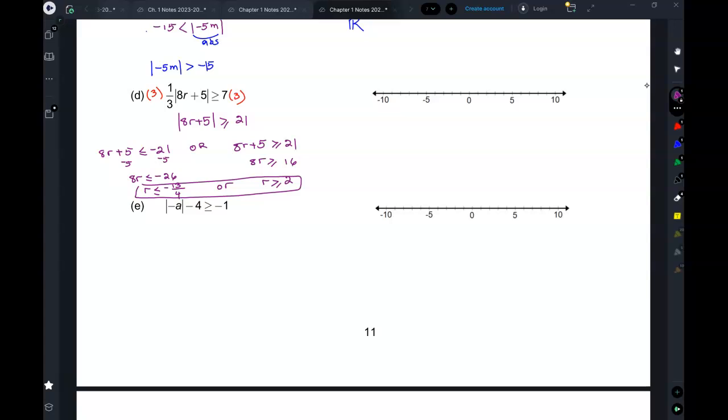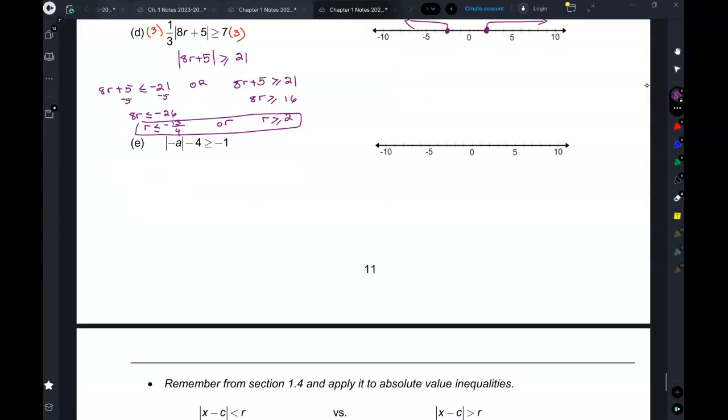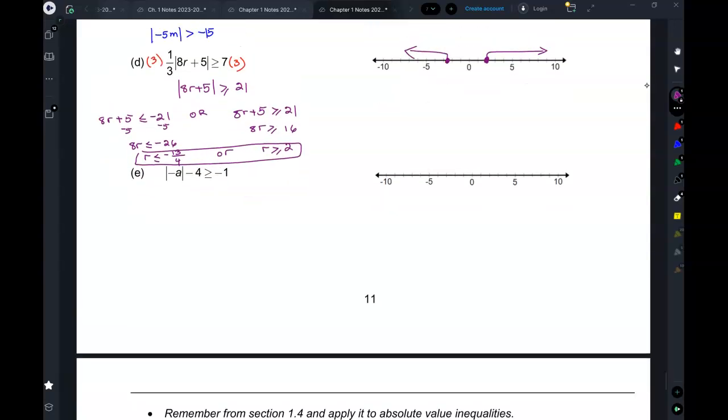Okay, so when we graph greater than or equal to 2, that's going to go between 3 and 4. Here, I add 4 first, so absolute value, negative a, greater than or equal to 3, right? And or.